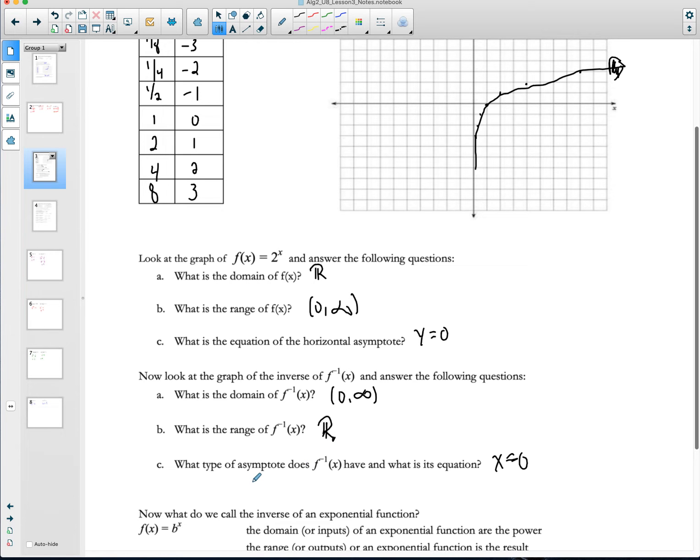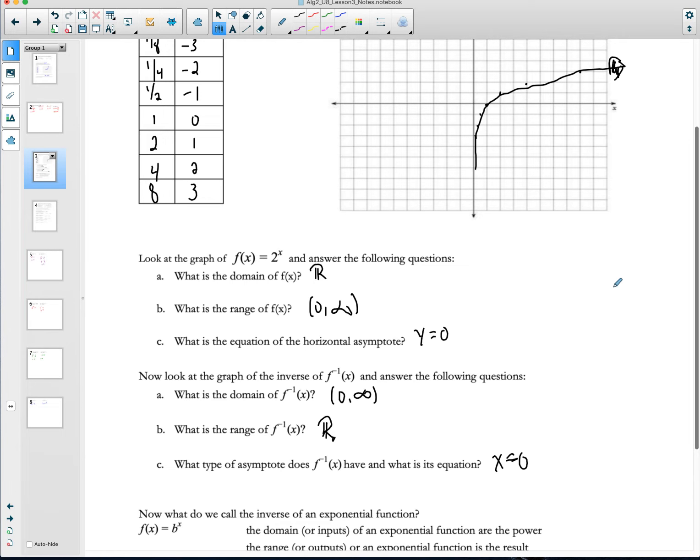And now this should make sense, because if these are inverses, right, we know the domain and the range switch. So the domain here was all real numbers. The range for our inverse should be all real numbers. The range for our function was 0 to infinity. The domain then has to be 0 to infinity. But everything is opposite when we do inverses, right? So notice we had an asymptote at y equals 0. What's the opposite of that? It would be x equals 0.